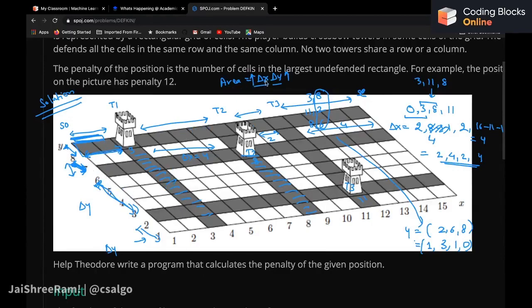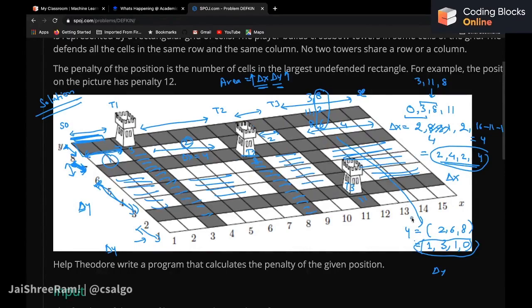And if you want to maximize this product delta x into delta y, you will pick the largest delta x and you will also pick the largest delta y, and both of them can be combined independently. If you talk about this delta y, this can be combined with this delta x, or with this delta x, or with this delta x, or with this delta x as well.